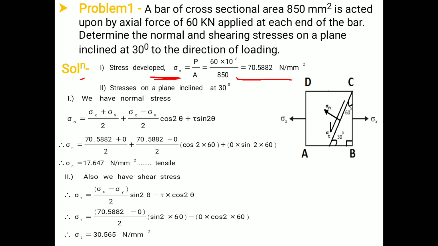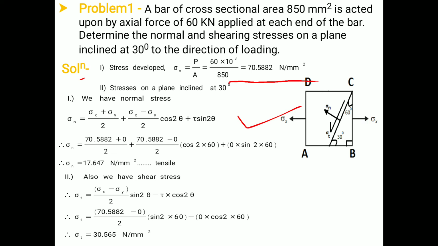You can consider it for sigma y also, because it's an axial force and only one force is given, so you can consider it along the x direction or along the y direction. But it makes an angle of 30 degrees with the direction of loading, therefore we have considered it along this one. So the value of sigma x which we have calculated is 70.5882 Newton per mm square.